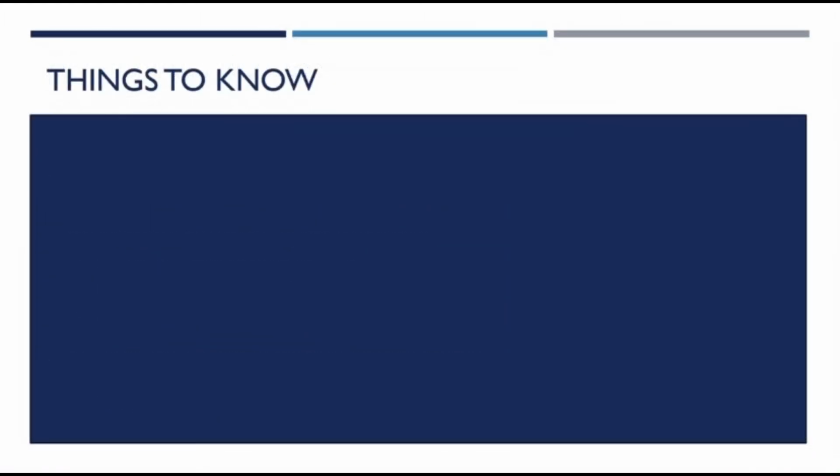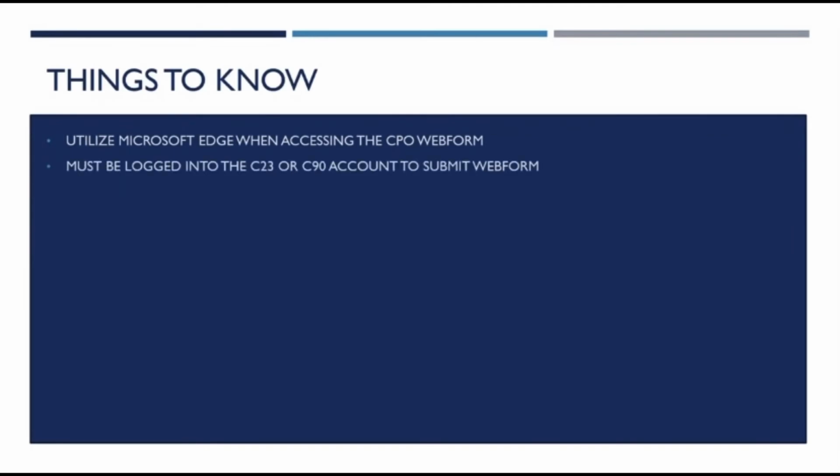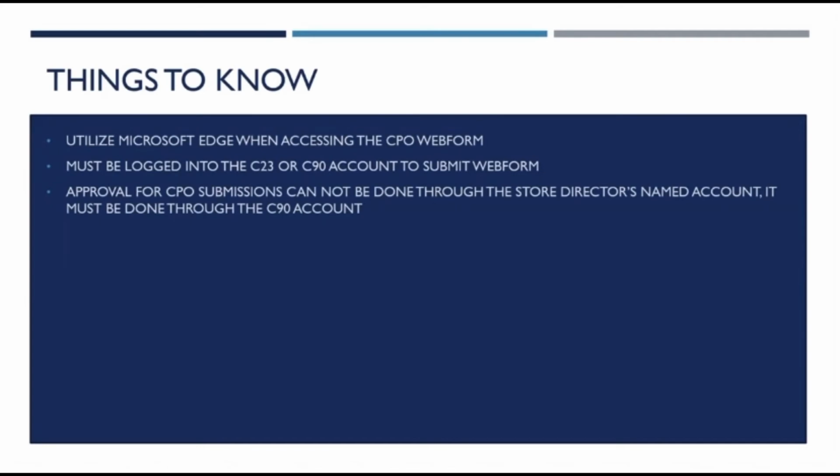A couple of things to know about the new cash paid out web form. The first one, it works best on Microsoft Edge. So when accessing the web form, be sure to use Microsoft Edge. You must be logged into either the C23 or the C90 account in order to submit a cash paid out web form. Along those same lines, in order to approve it through the automatic email, you have to be signed into the C90 account. You can't be signed into the store director's named account or any other account.